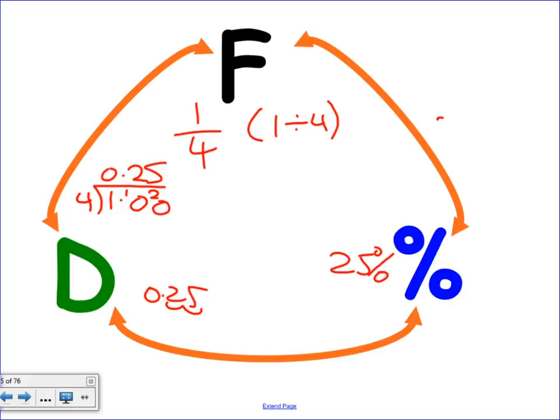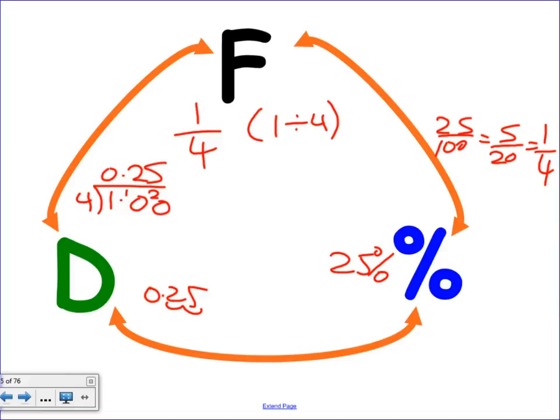25 over 100, that's the definition of a percent. We've got a process where we can simplify this. Divide it by 5, it becomes 5 over 20. Divide it again by 5, it's 1 over 4. So I can go round my loop all day long with any fraction or decimal or percentage that you give me, depending on where I'm starting. Yeah? Everyone happy with that?